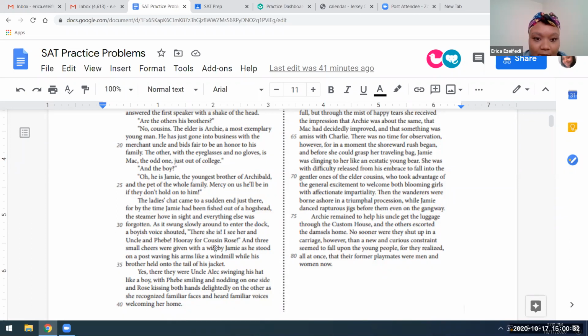"I see her and Uncle Phoebe, hooray for Cousin Rose." And even here, "Rose kissing both hands delightedly on the other as she recognized familiar faces and heard familiar voices welcoming her home." So those are different areas where you get a positive sense of Rose seeing her cousins and her family again.